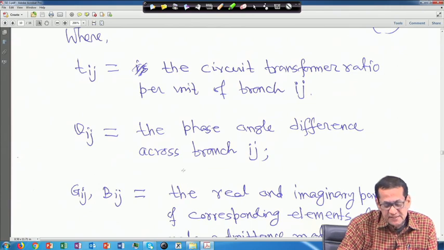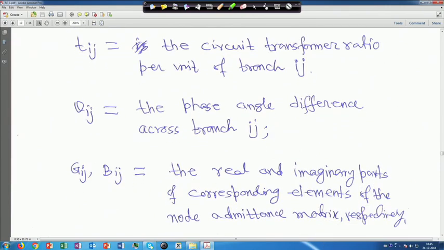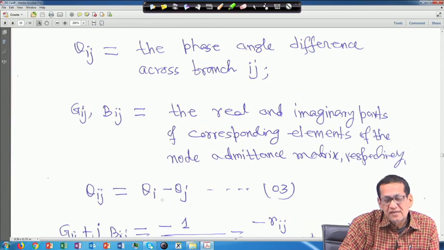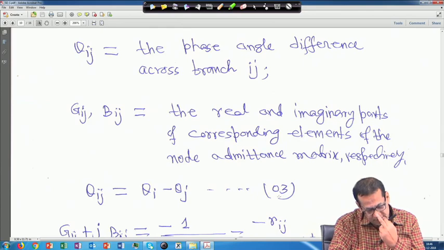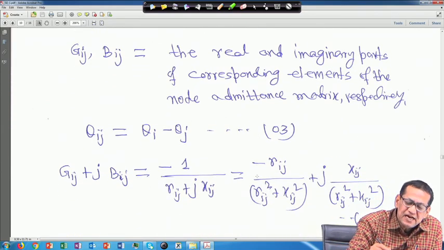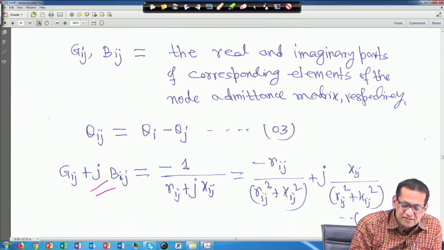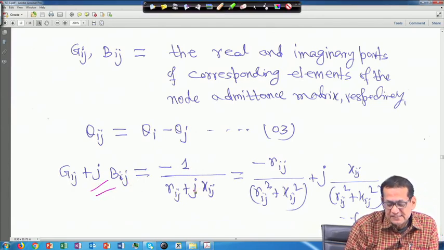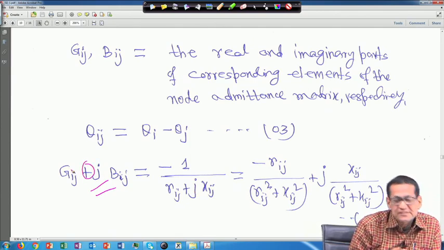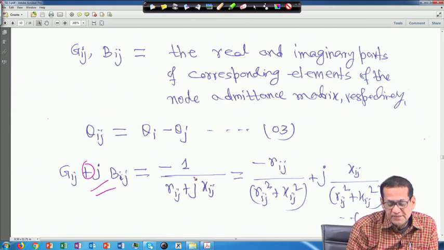G_ij and B_ij are both the real and imaginary parts of the corresponding elements of the node admittance matrix respectively, the conductance and susceptance. And θ_ij we know is θ_i minus θ_j, this is equation 03. Now we will define G_ij + jB_ij equal to minus 1 upon R_ij + jX_ij. Just as we have defined, this sign actually depends on the way you take it. If you take minus, then it is minus 1 upon R_ij + jX_ij.